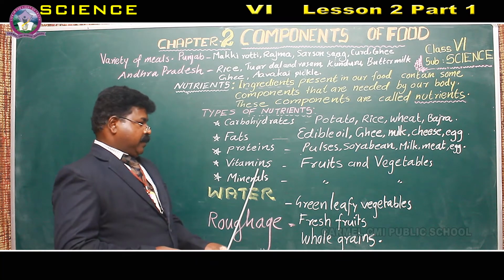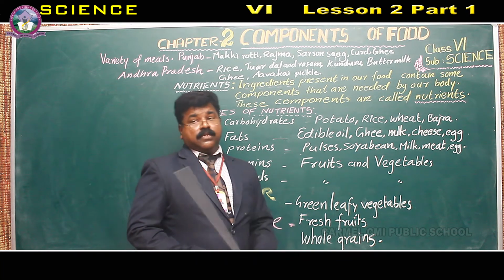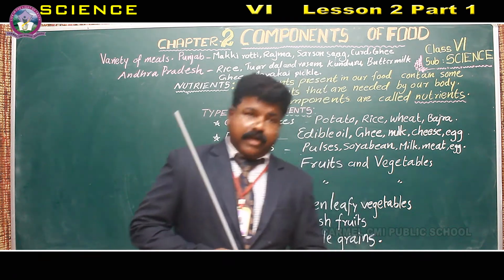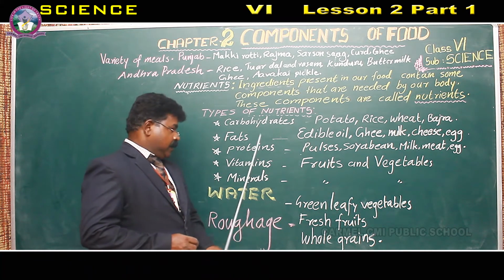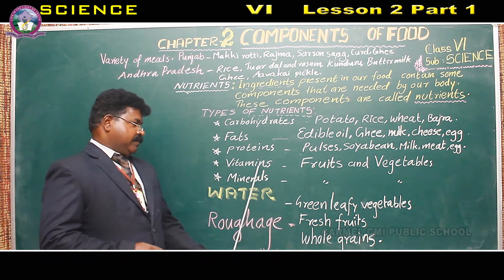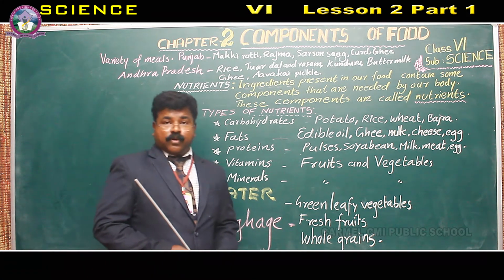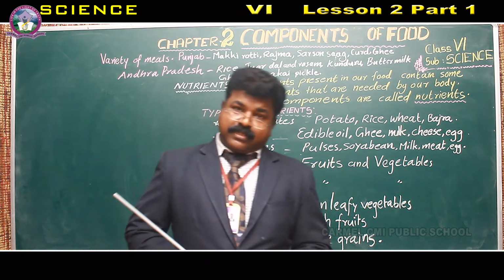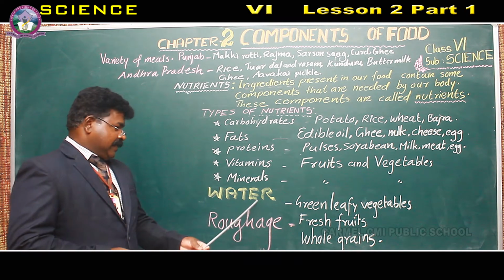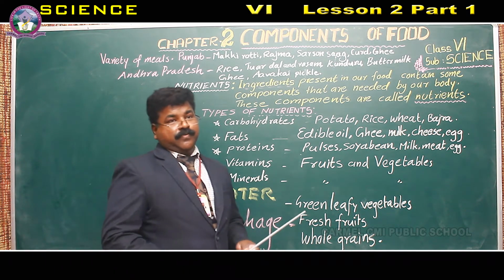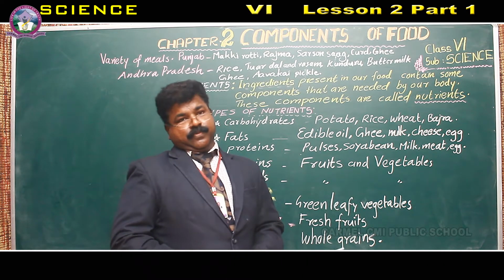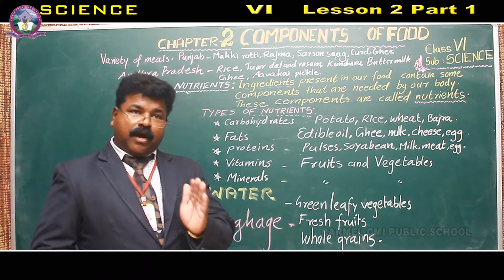For vitamins, fruits and vegetables: almost all the fruits which we have contain a sufficient amount of vitamins as well as minerals. Minerals are also present in fruits and vegetables. Okay, is it clear? So, the next item is water. You know that water is very much essential for our daily activities as well as our body functions. For our body function, water is an unavoidable content.